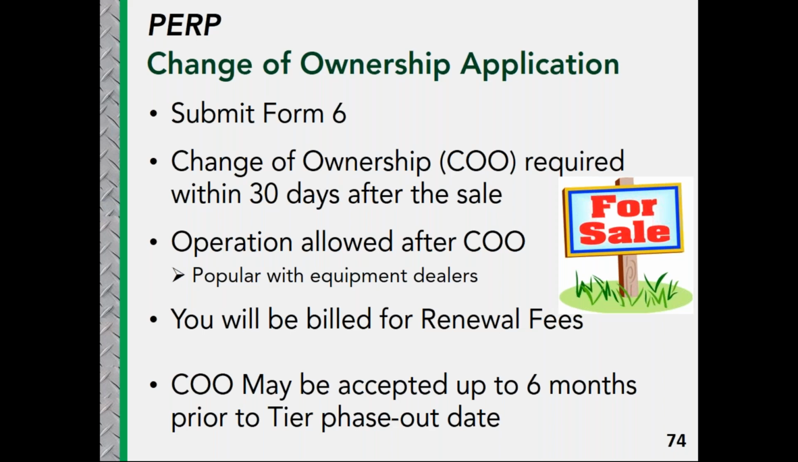So if you have an engine that you're either selling or purchasing that already has an existing registration, there is a process to change the registration from the previous company or owner's name to the new company or owner's name. It has to happen within 30 days of the sale. It's called Form 6, and you have to submit it to the Air Resources Board, and if you are buying from an equipment dealer, they should know all about this. But the idea is we want to make sure that you can keep that registration going and that you can still operate that engine legally.